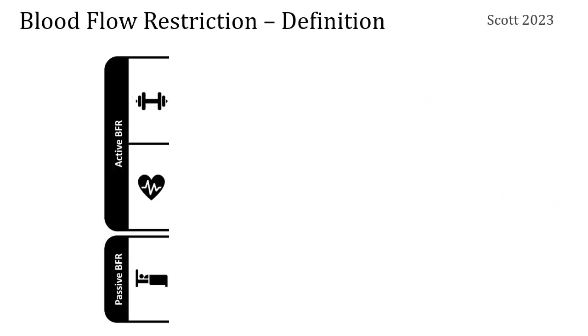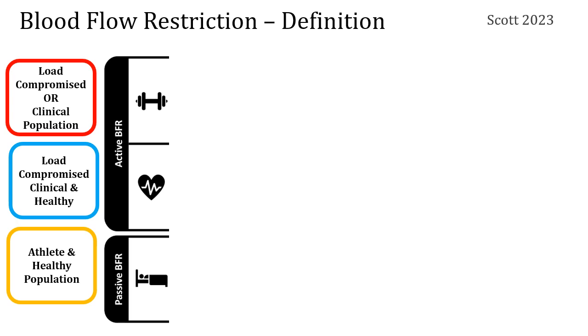So you can think about this broadly into active and passive applications of blood flow restriction training as far as the current science is concerned. So there's 3 different forms of it, broken up amongst those 2 broader categories. So you have the load compromised or clinical population that has been studied, the load compromised clinical and healthy population, and then the actual athlete and healthy population.